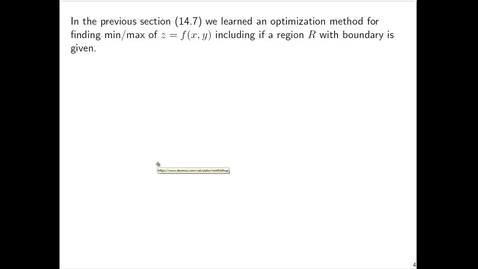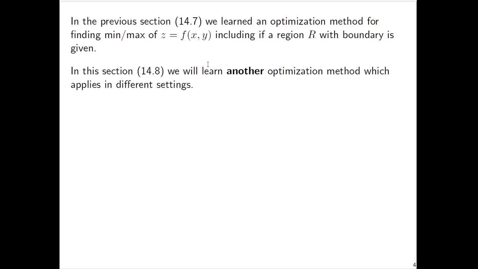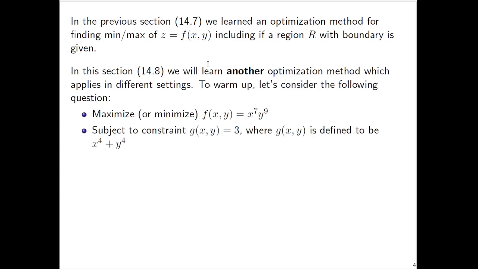In the last section, we learned an optimization method for finding min and max of z = f(x, y), including the special situation if a region is given with boundary, and we could check what happens on the boundary. In this section, we're going to learn an entirely different optimization method, which applies really in different settings. To warm up, let's consider the following situation.